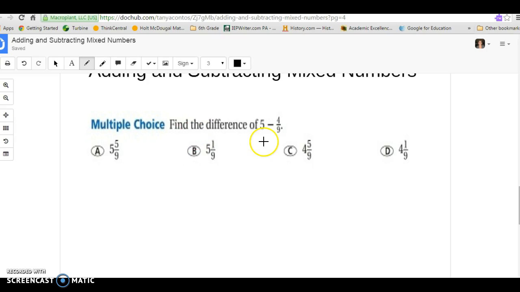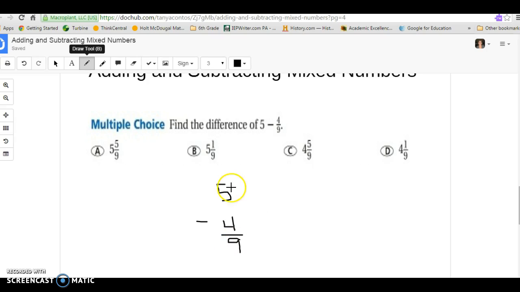All right, here's another one. We'll do one more whole number example: 5 minus 4 ninths. So we have a whole 5 and we want to subtract 4 ninths from it.